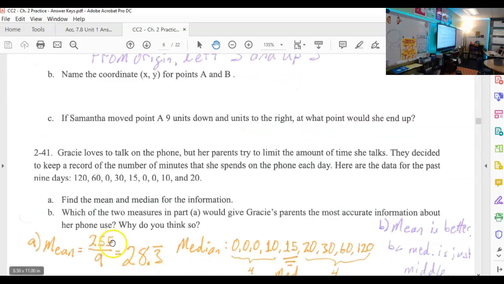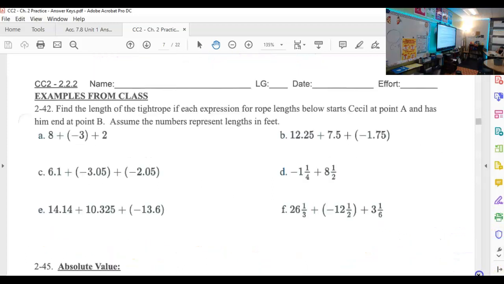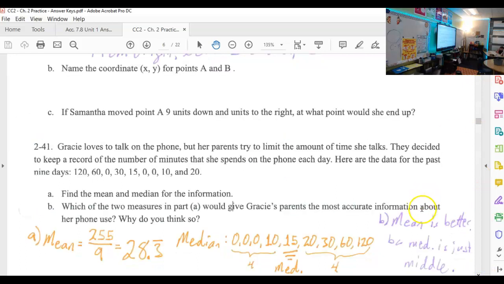And then mean, add them all up, divide by how many you have. Median is the middle. Wait, why did you get 28.3? I don't understand. Because there are 9 numbers, you have to include the 0 as one of your numbers. Yeah, I did. Double check your sum. Double check what you divided by.